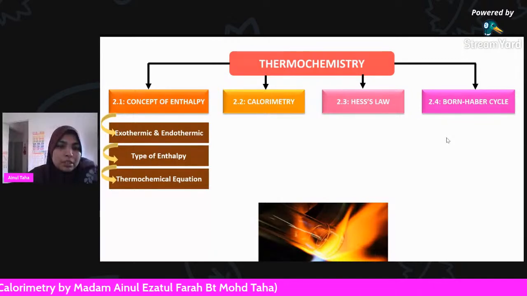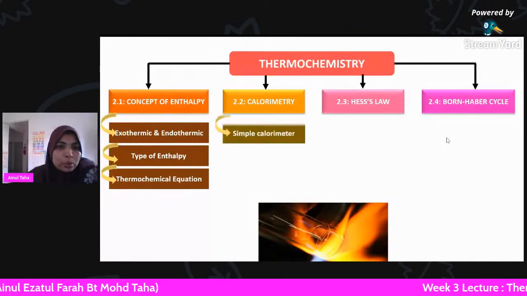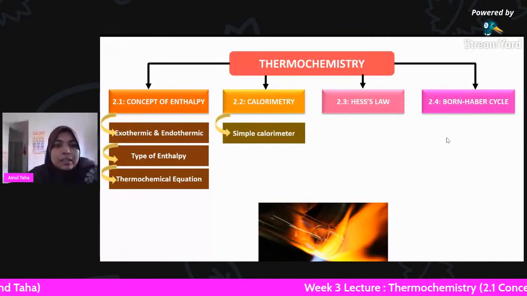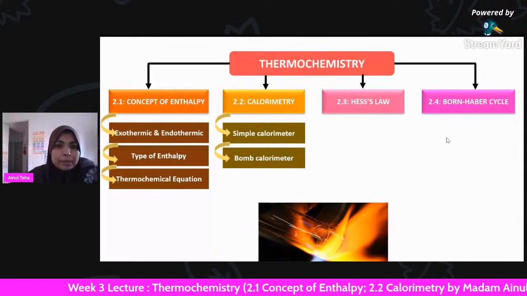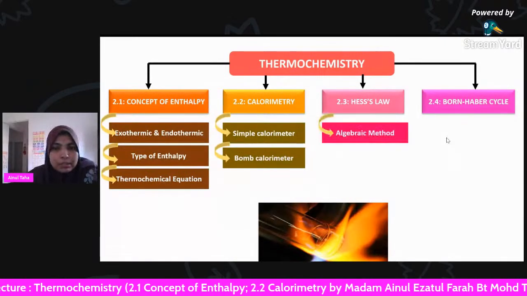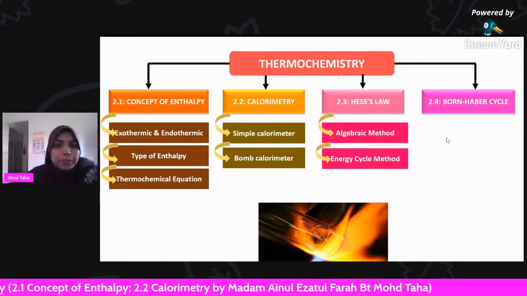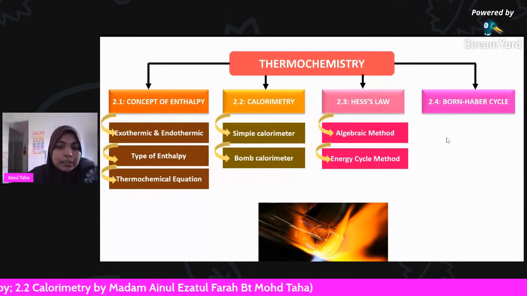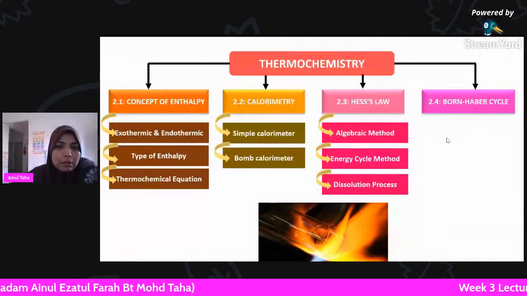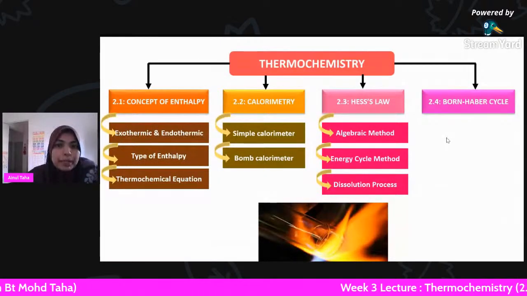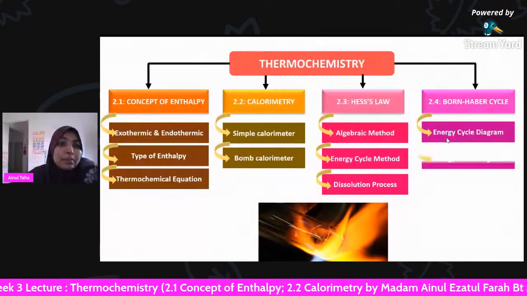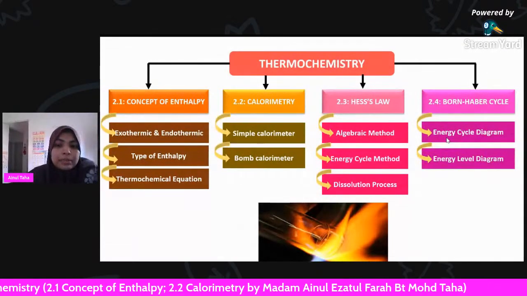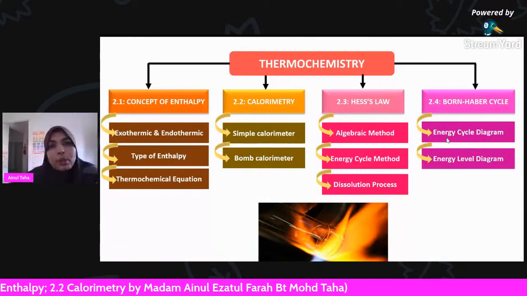For the second part, 2.2, calorimetry is all about the simple calorimeter and also the bomb calorimeter. For 2.3, Hess's law is all about the algebraic method, the energy cycle method, and also the dissolution process. For the last part of thermochemistry, 2.4 Born-Haber cycle, you will learn about the energy cycle diagram and also the energy level diagram. So this is the overall of thermochemistry.